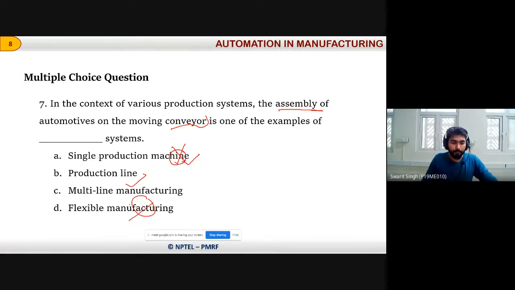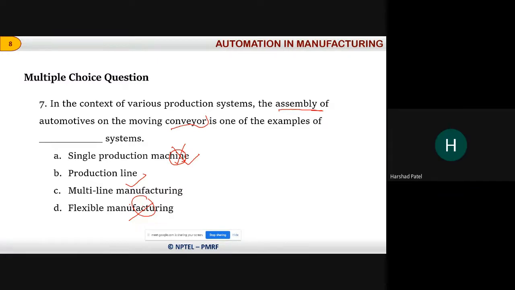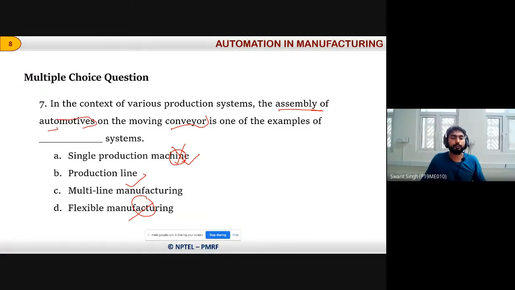So the one who answered flexible manufacturing, can you unmute yourself and explain why you selected it? Automotives moving on a conveyor, that's why. Okay, so you are saying automatic machines and conveyor, that's why. I just wanted to clarify that two terms are there. First is automotives, and another is automation, right?